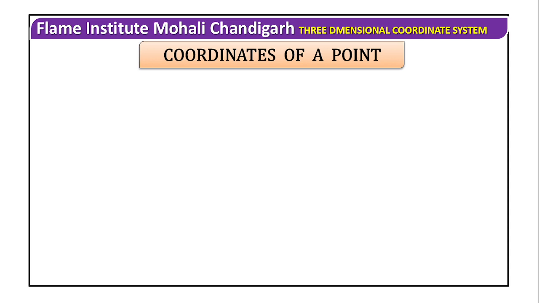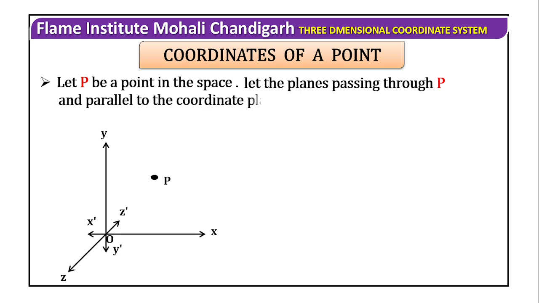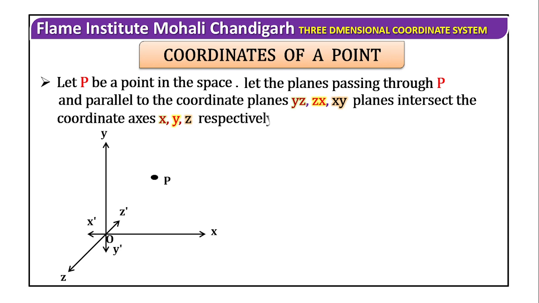The coordinates of a point. Let's suppose a plane with axes: x-axis, y-axis and z-axis. Let P be a point anywhere in space. Now let the planes passing through P parallel to the coordinate planes yz, zx, xy intersect the coordinate axes x, y, z respectively at A, B, C.